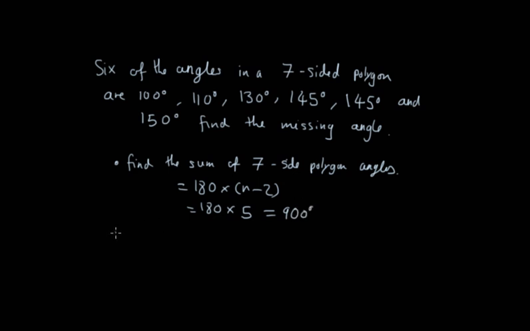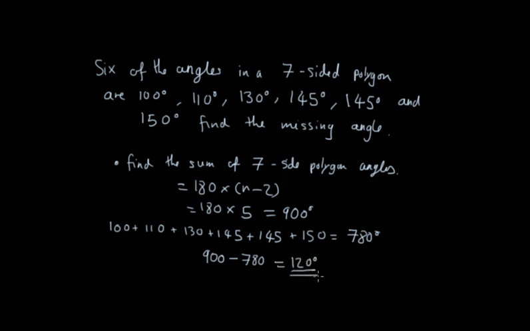And then we have to add all the angles together. So the given angles are 100, add 110, plus 130, plus 145, plus 145, plus 150. Fire that into your calculator and you get 780 degrees. And then we take the 900 minus the 780, which gives us 120 degrees for the missing angle.